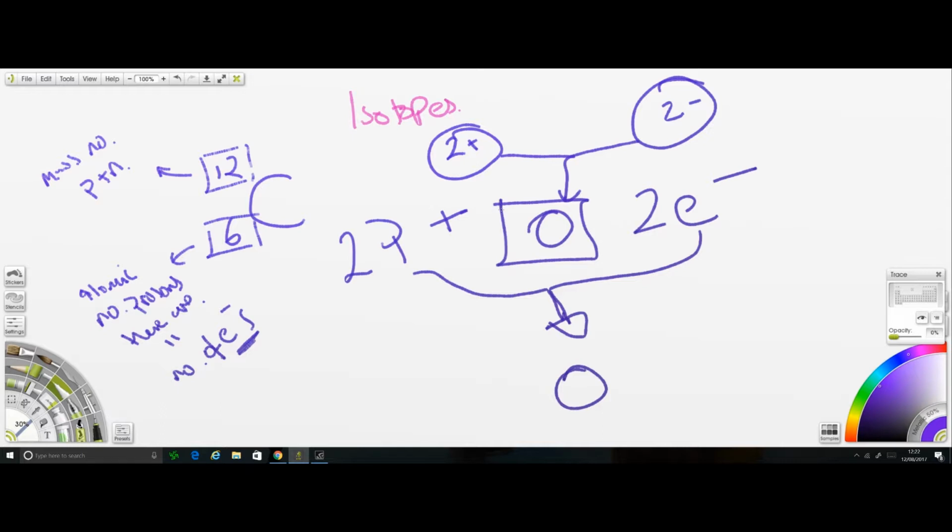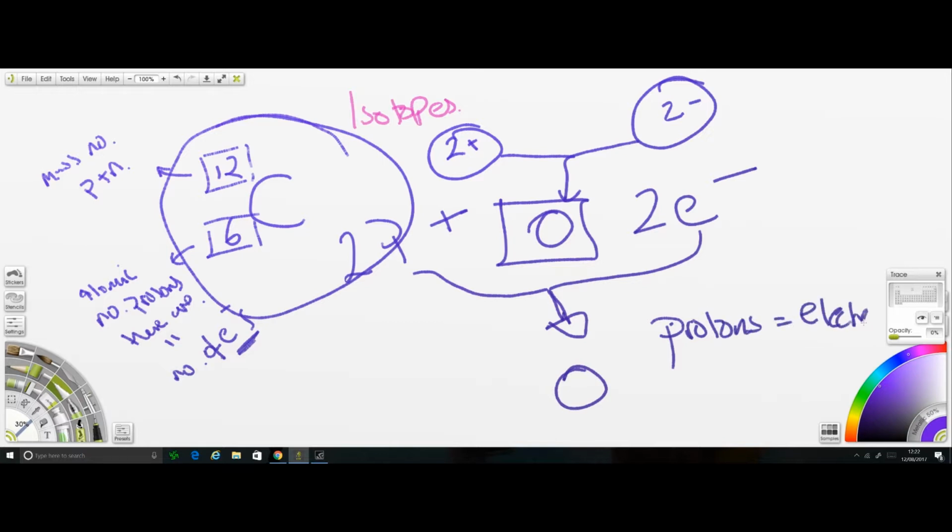So if it's going to have an overall charge of 0, what can you tell me about which two subatomic particles are going to be the same? The two subatomic particles that are going to be the same in an isotope, as well as your standard element, so this is not an isotope, this is just your standard carbon-12. In both examples, the number of protons and the number of electrons are going to be equal. So if you've got 3 protons, you're going to have 3 electrons. If you've got 4 protons, you're going to have 4 electrons.